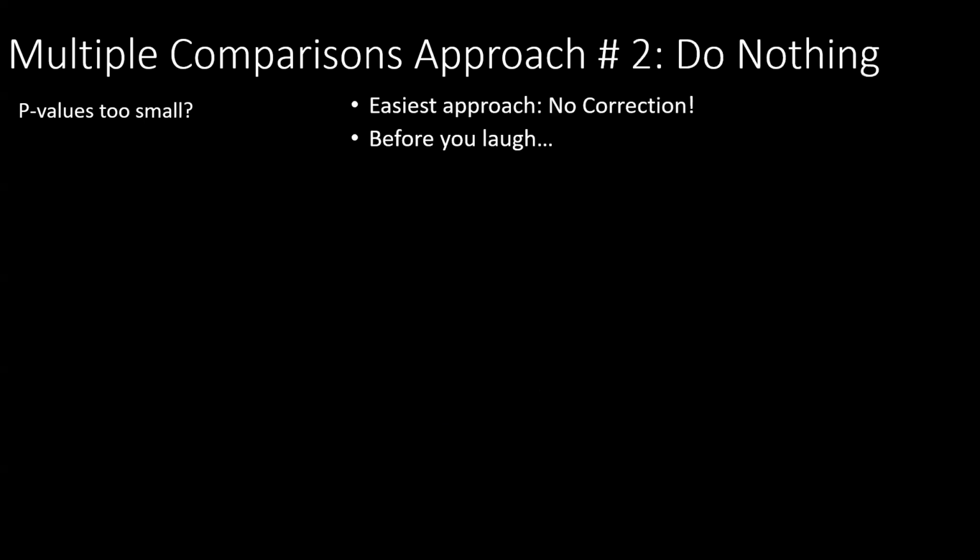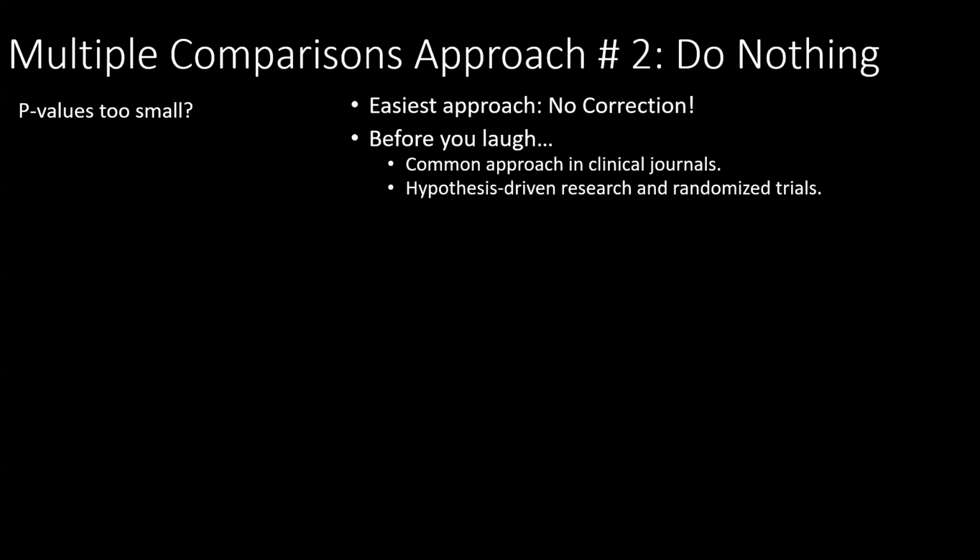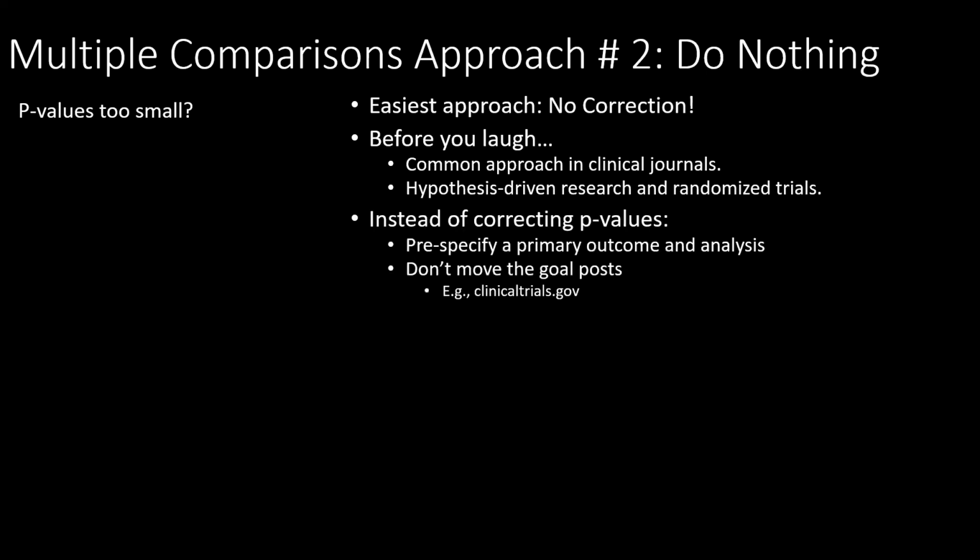The second approach is even easier than the Bonferroni approach, and that's what I call the do nothing approach. Don't carry out a correction at all. However, the folks who disagree with this are concerned that the p-values are too small. However, before you laugh at the do nothing approach, it's important to note that this is probably the most common approach in clinical journals, particularly randomized controlled trials. Other examples, hypothesis-driven research, and as mentioned, randomized trials.